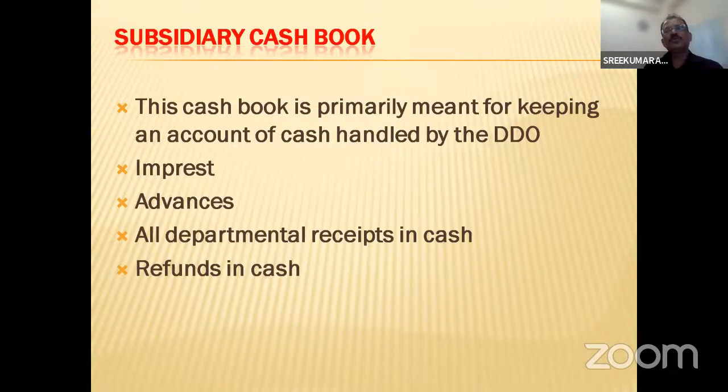So the institute also receives revenue by way of sale of farm produce, by way of sale of fish, or even in some cases guest house stay, where the license fee will also be paid by the occupants or the guests in cash. This is also to be accounted for by the DDO.